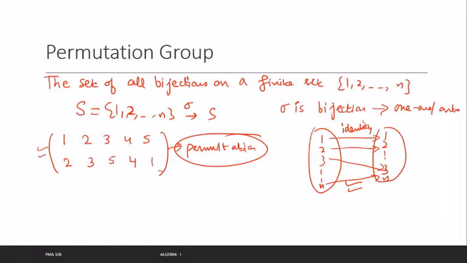So the set of all of these makes the permutation group. We also call it the symmetric group, and we denote it with Sn. So this is also known as the symmetric group. Okay, what is going to be the order of this group?